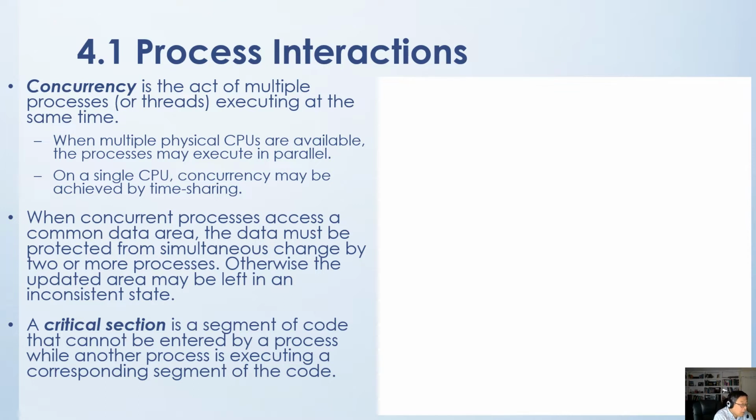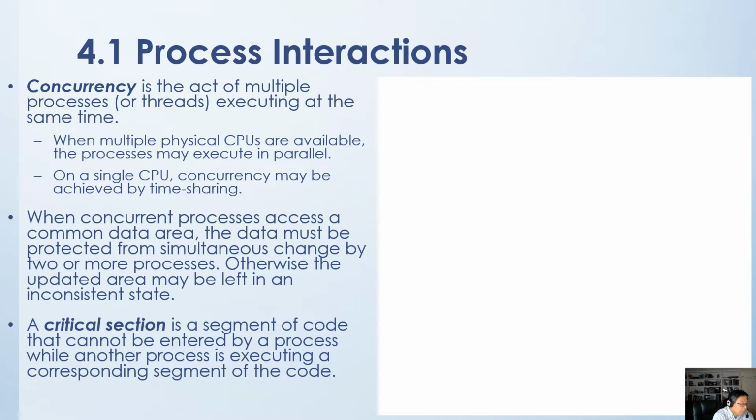Now, when the system contains multiple physical CPUs, things are slightly different. The scheduler can schedule one process to one CPU, the other process to the other CPU. Then this time, we can achieve true parallel computing.